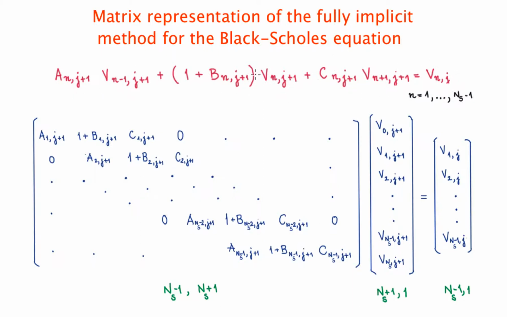Just remember that this n, which appears here, goes from 1 to Ns minus 1. So we have Ns minus 1 equations like this one that we need to apply for all different j times. And remember that everything which depends on j plus 1 we bring to the left, and everything which depends on j we bring to the right. So these Ns minus 1 equations, we can write all at once using the matrix representation. That would be the matrix representation for the whole set of these equations.